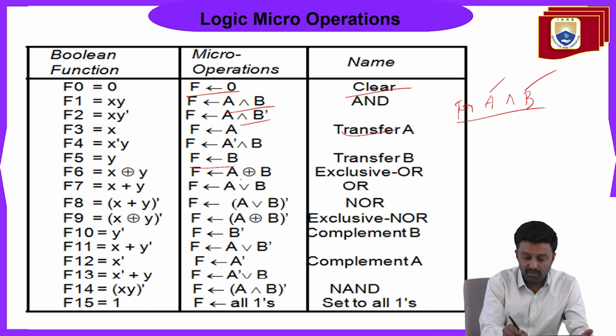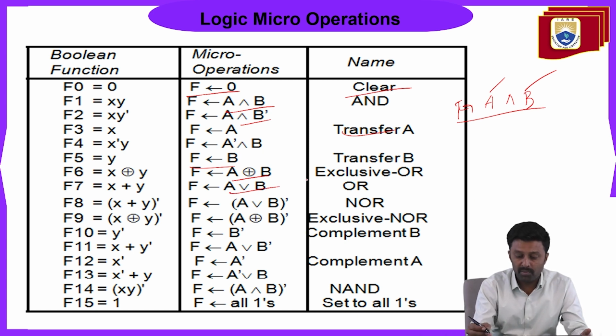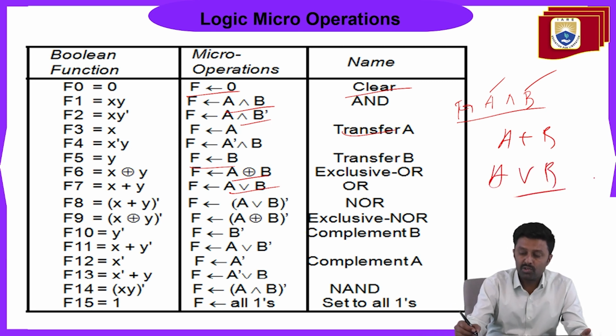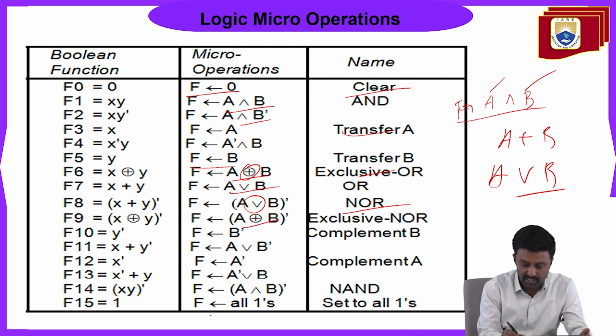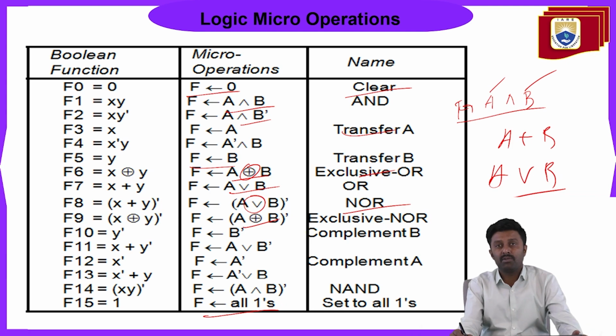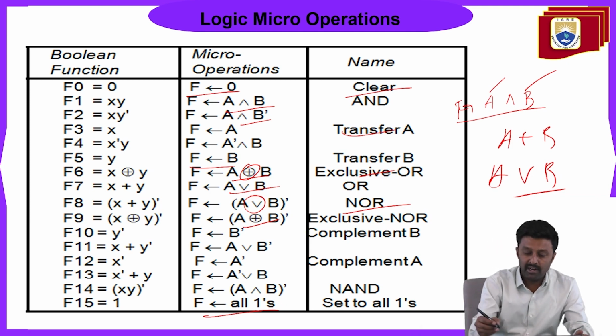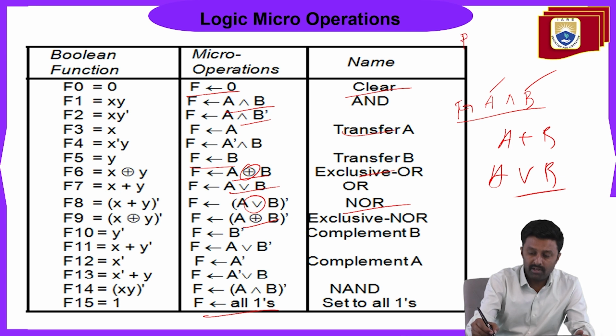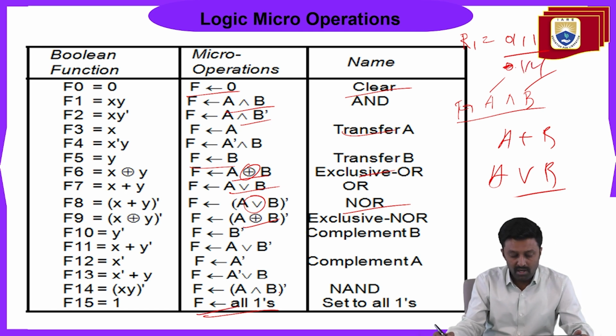Then similarly, to perform the OR operation, we can use the plus symbol, or we can use A or B. To perform XOR operation, this symbol is used. For NOR operation, this symbol is used. This shows, let us say, to set all the bits to 0, let us say in a register we have a register of 4-bit. If you want to make all the bits as 1, we use this symbol here.